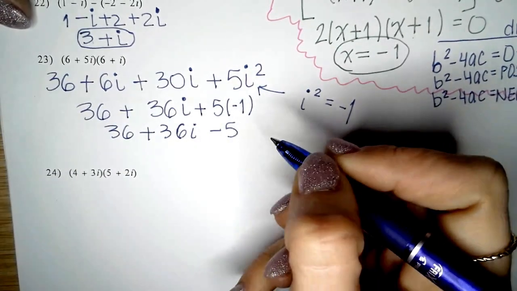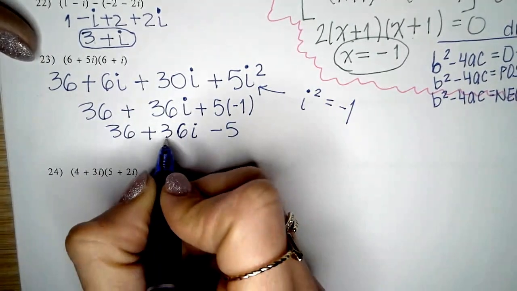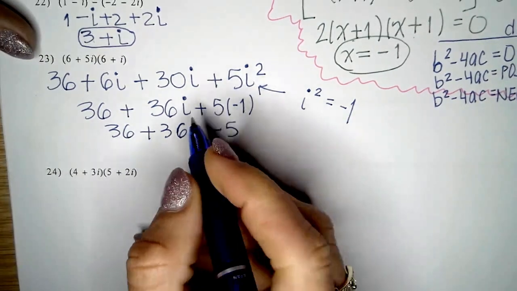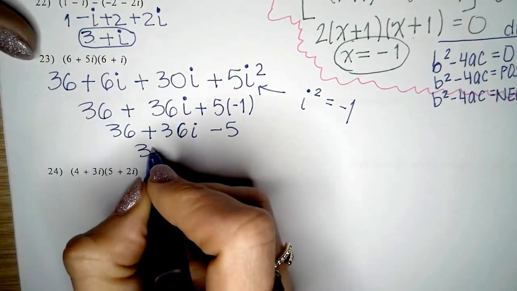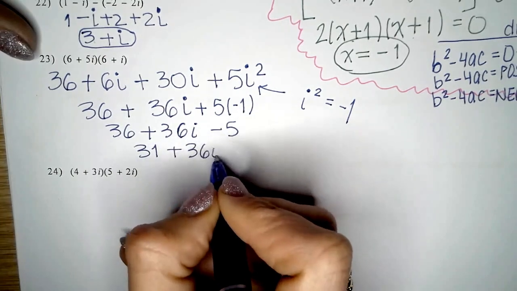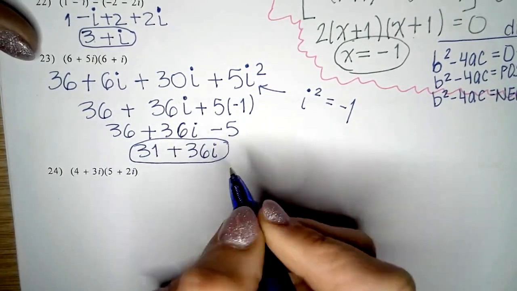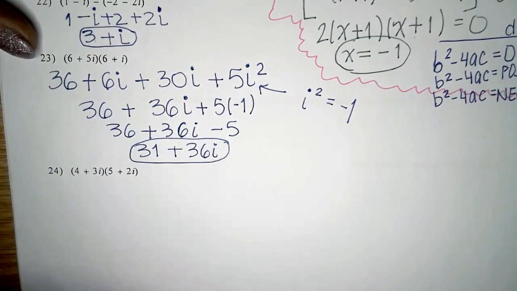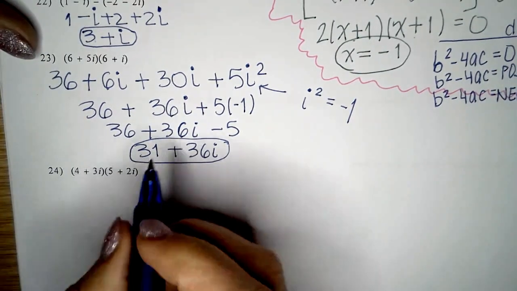So next step, Ilsa, 36 plus 36i minus 5. And what do I get? 31 plus 36i. Done. That is it, and you're finished. Okay? Emerson, let's get this one foiled over here.